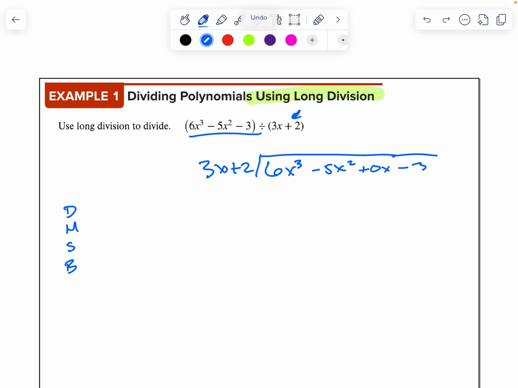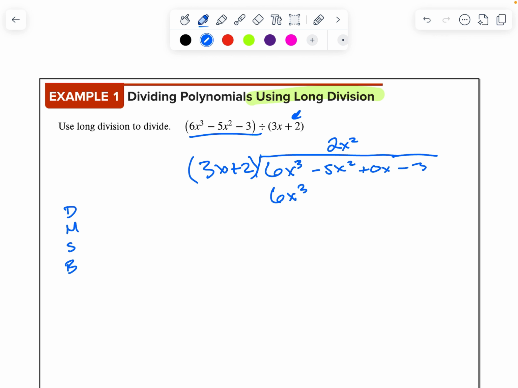A lot of people like to line this up so that 2x squared lines up with the x squareds there. That's perfectly fine. Next is multiply. When you're doing the divide step, you're only dividing the first term by the first term. That's going to be enough for you. So multiply 2x squared times this entire thing over here. So 2x squared times 3x plus 2.